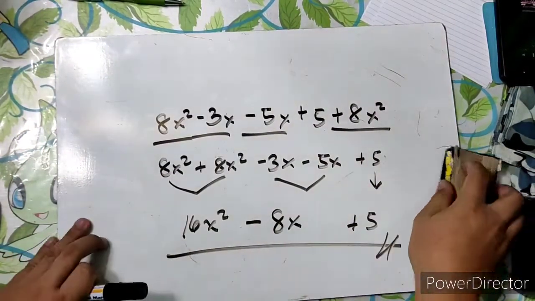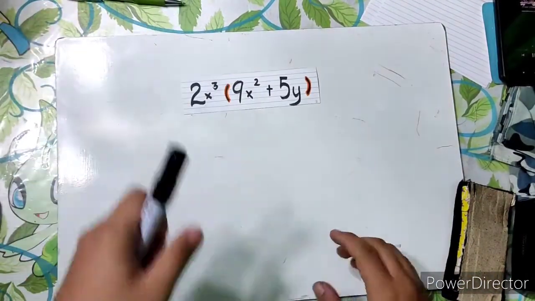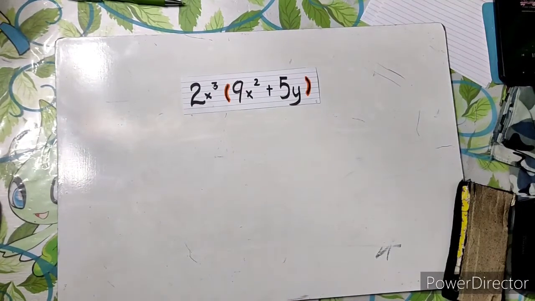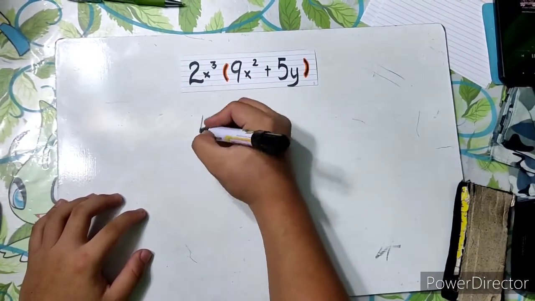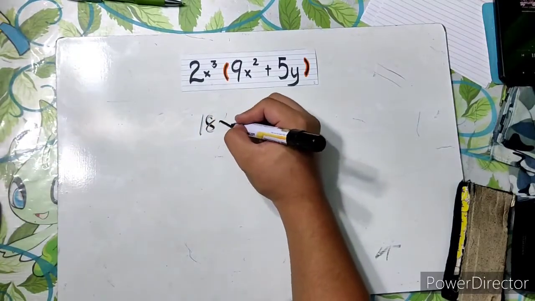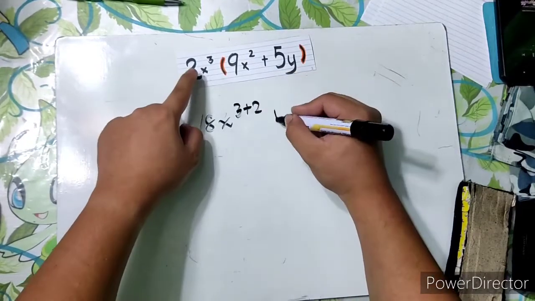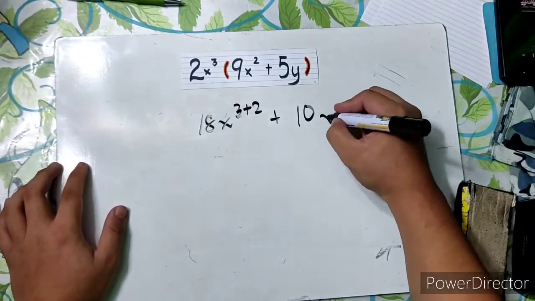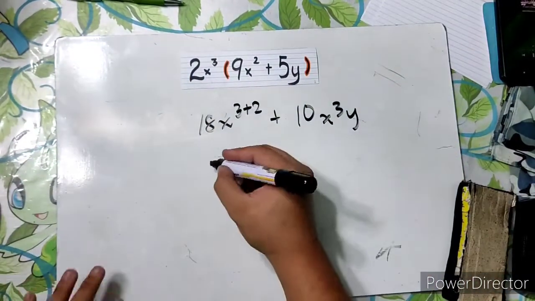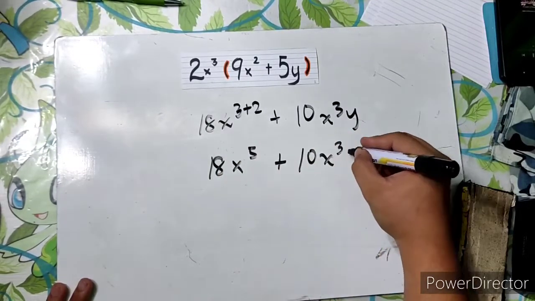So in multiplication, we have this. Remember that in multiplication, we multiply the coefficients and add the exponents of the same variable. So here, 9 times 2 is 18, and the variable is x, and the exponent will be 3 plus 2. Plus 2 times 5 is 10. Then we'll just copy x cubed y because they are not the same. So the answer will be 18x raised to 5 plus 10x cubed y.